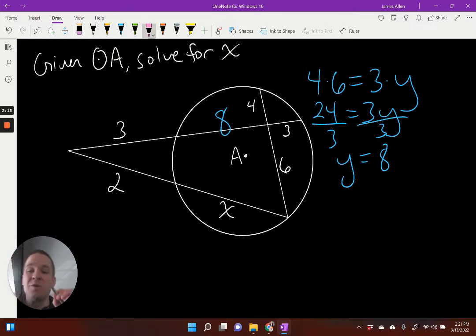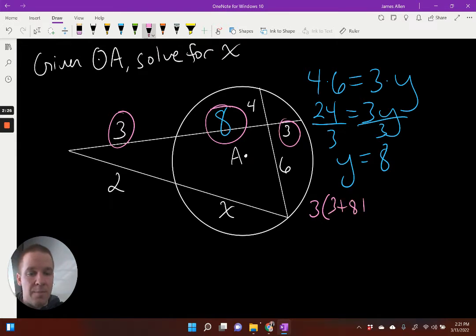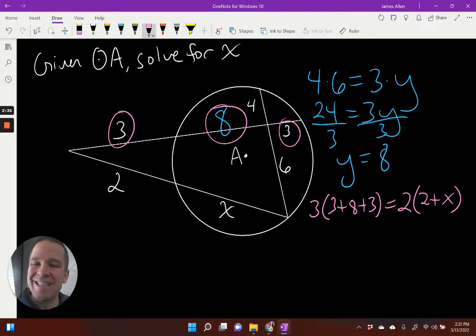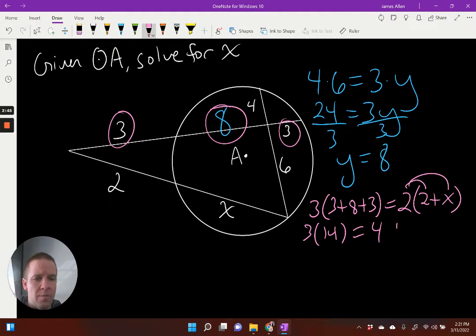Next up, I'm going to use my secant formula, which is the outside part, so 3, multiplied by the entire, which is 3 plus 8 plus 3, equals the outside part, which is 2, multiplied by the entire thing, which is 2 plus x. Whew, we are set up for success. So we have 3 multiplied by 14 equals 4 plus 2x. Okay, that's good stuff.